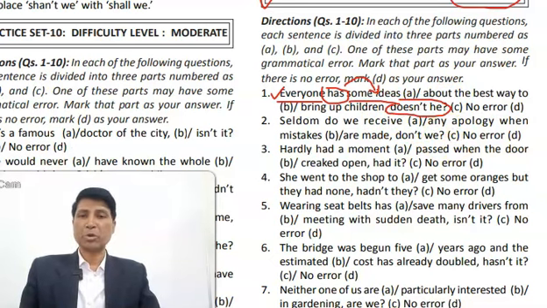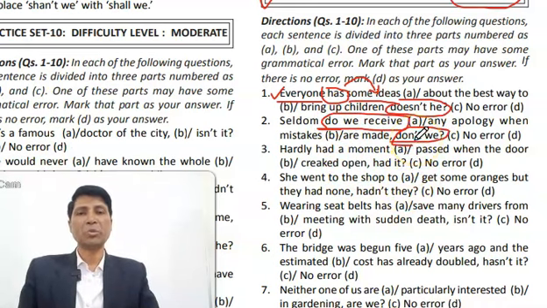Let us move on to question number 2. Seldom do we receive any apology when mistakes are made, don't we? Now, this verb, do we receive, is in the simple present tense. Seldom do we receive. Here the verb has been inverted. Inverted means it has been kept before the subject. Now, let us look at the question tag, don't we? So the question tag has also been formed by using do, and then we have the subject we.